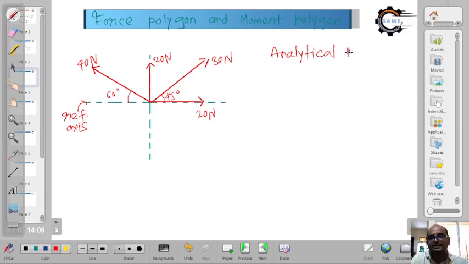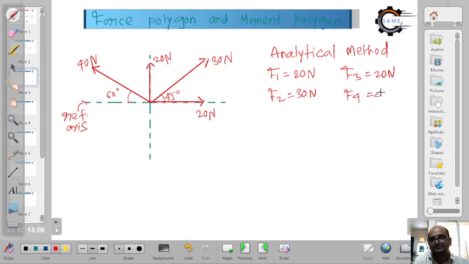See, in the analytical method, first, this is the F1 force, right? F1 equal to 20 newton, F2 equal to 30 newton, F3 is again 20 newton in the y direction, and F4 is 40 newton, right? These are the forces acting at angles. The angle of this is 0 degree, this is 45 degree, this is 90 degree, and this is 60 degree from my negative x axis, okay?